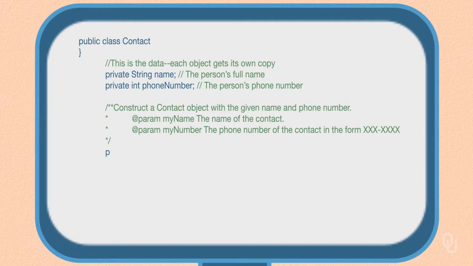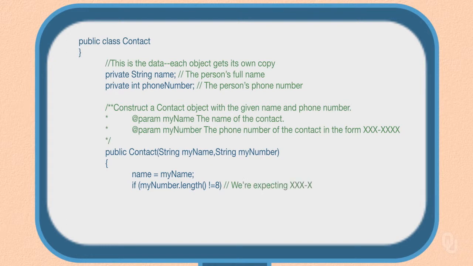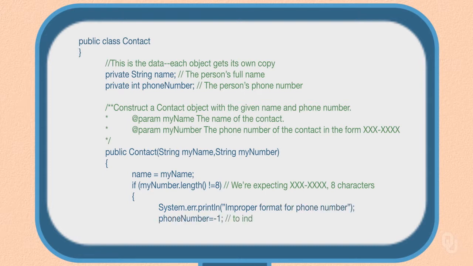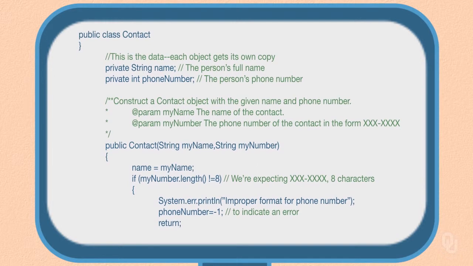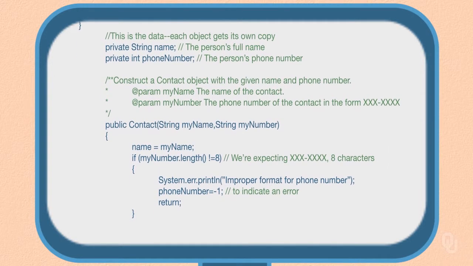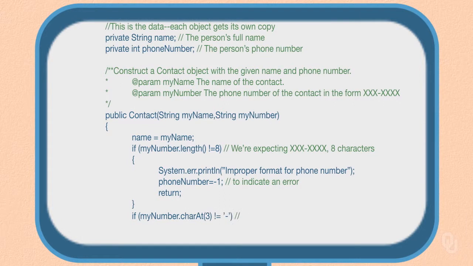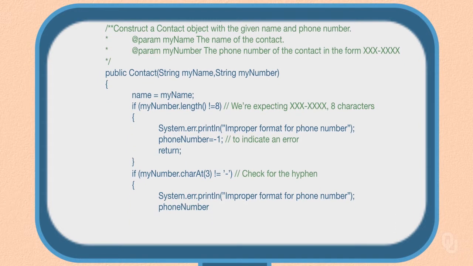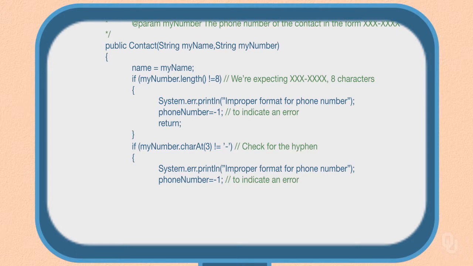Here's the constructor. Public Contact(String myName, String myNumber), name = myName. If myNumber.length() is not equal to 8, System.err.println("Improper format for the phone number"), phoneNumber = -1, that indicates an error, and return, because we can't go any further if the phone number isn't correct. If myNumber.charAt(3) is not equal to a hyphen, then System.err.println("Improper format for phone number"), phoneNumber = -1, and return.